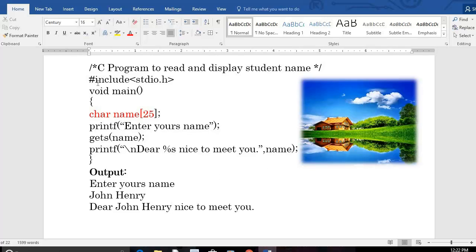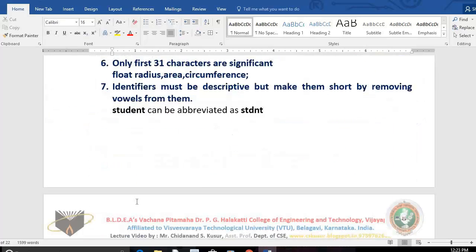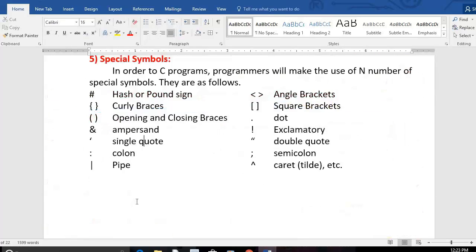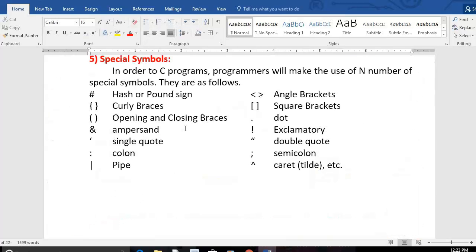To write this program, we use symbols, no? Hash, angle brackets, opening and closing parentheses, curly braces, square brackets, semicolon, double quote. These are all special symbols. Can you write C programs without symbols? No, we cannot write C programs without special symbols. So special symbols are C tokens. In order to write C programs, programmers, we are all programmers, will make use of n number of special symbols.